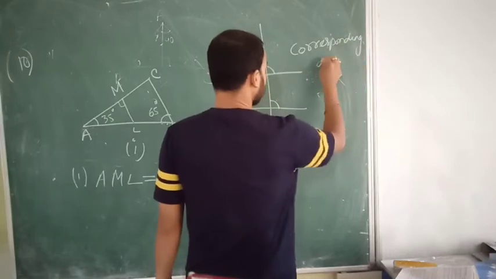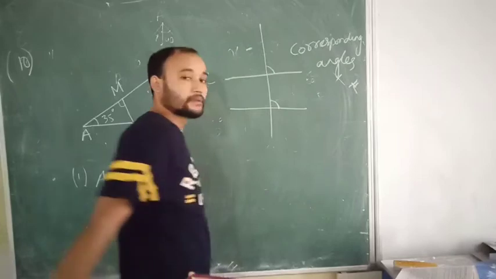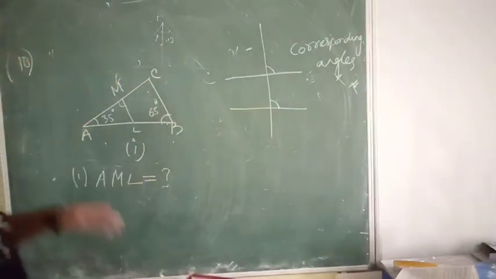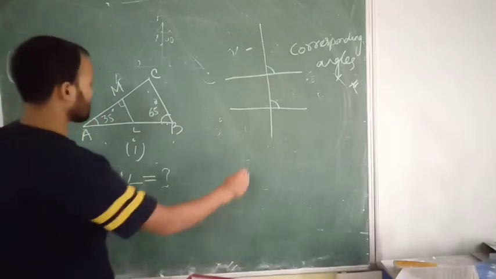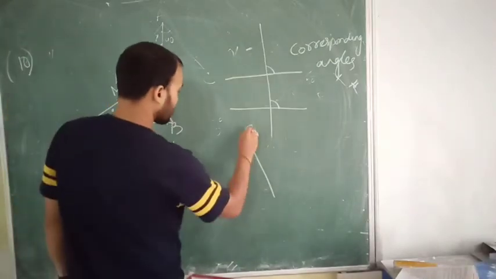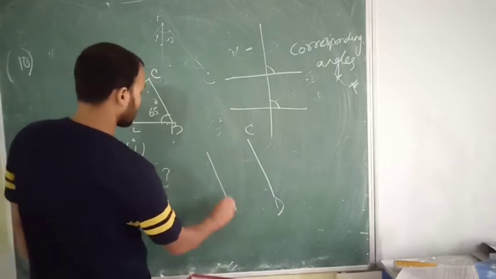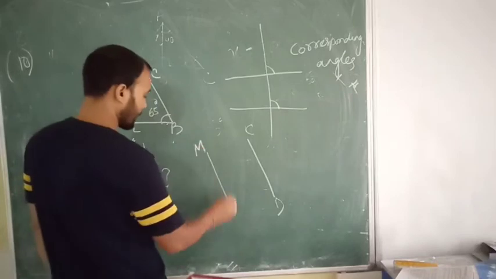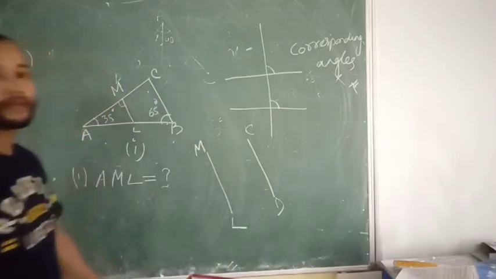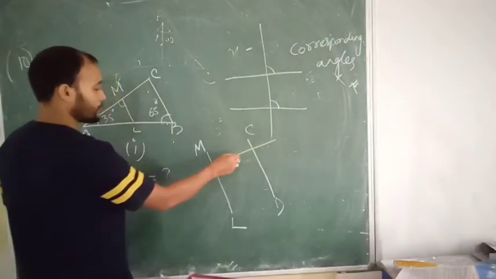Corresponding angles. You are familiar with this term? Yes. These are called corresponding angles. Same concept we are going to apply here. You see this. This is a line CD and this is line ML. These are two parallel lines. This is a transversal.